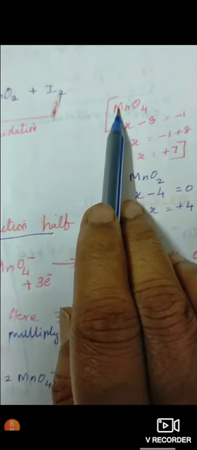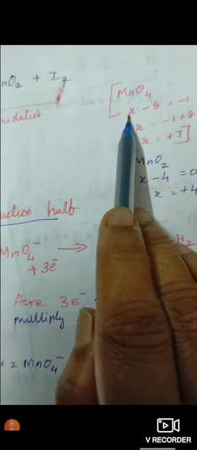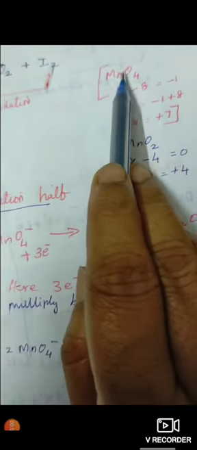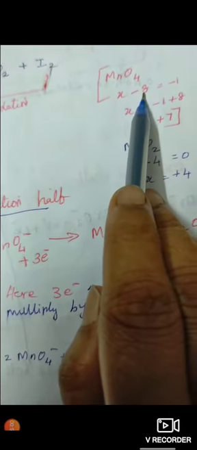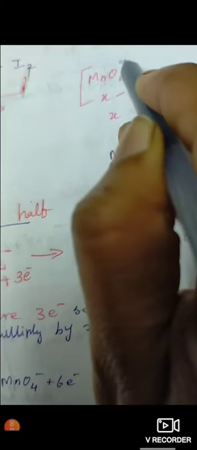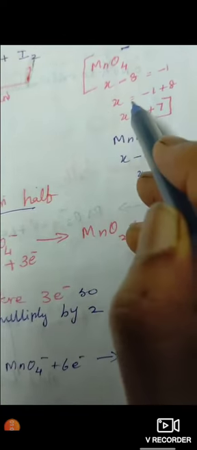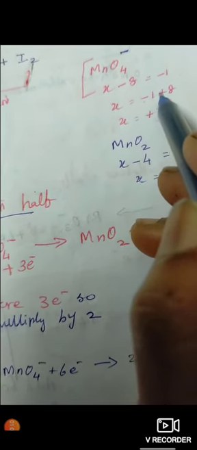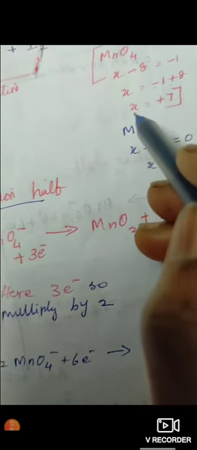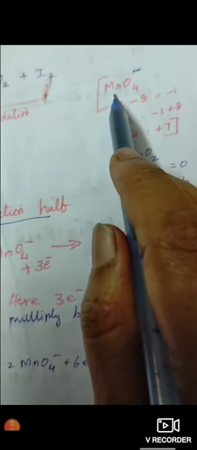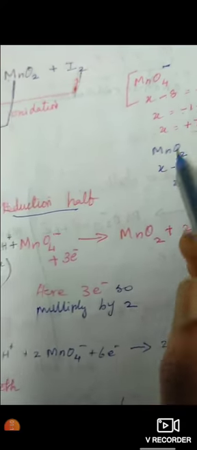Oxidation state of MnO4. Here we have to calculate the oxidation state of Mn. Let it be x. Oxygen is minus 2, so 4 oxygens give minus 8. The whole charge is minus 1, so x minus 8 is equal to minus 1. So x equals minus 1 plus 8, so x is equal to 7. So in MnO4 minus the oxidation state of manganese is plus 7.